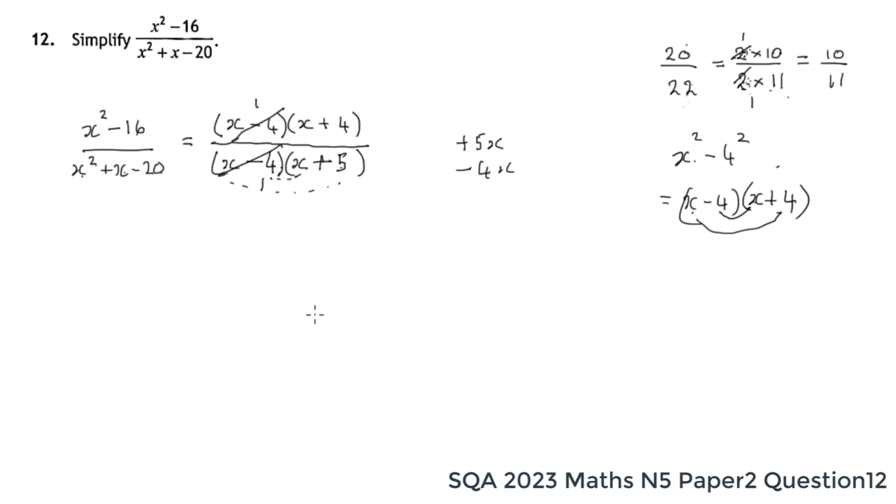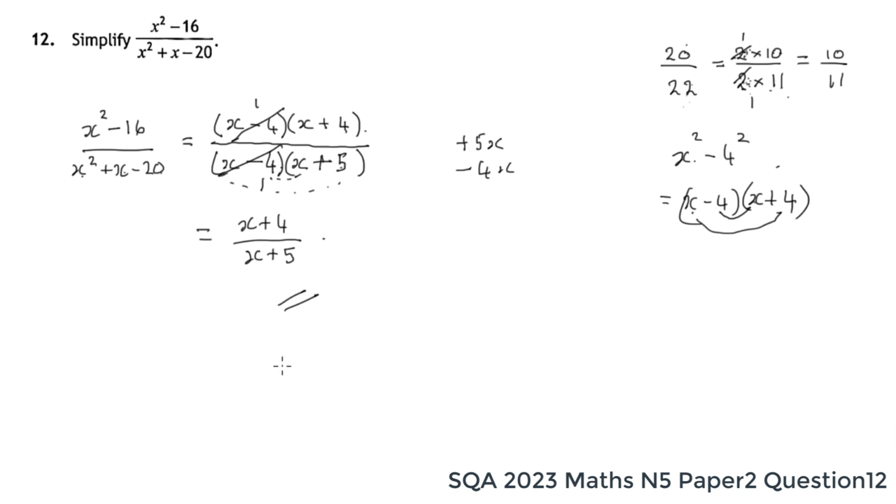these off. And that leaves us with x plus 4 on the top line, and no need of these brackets anymore, and x plus 5 on the bottom line. And that's our fraction simplified.